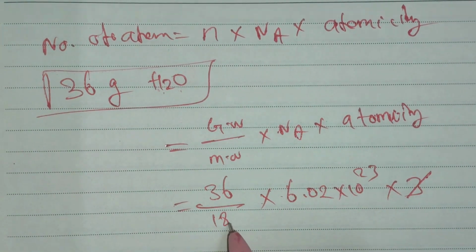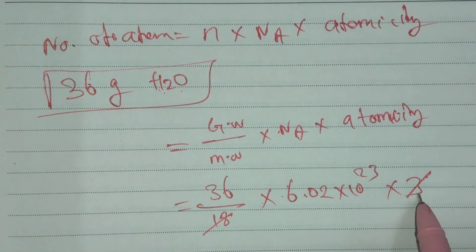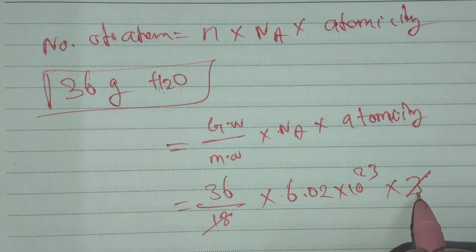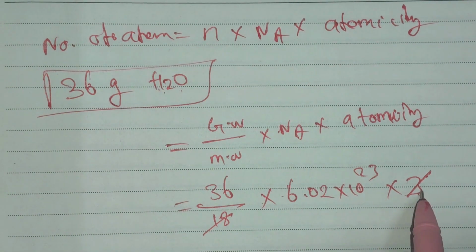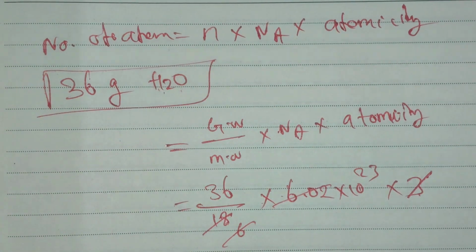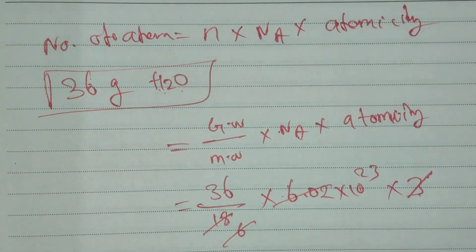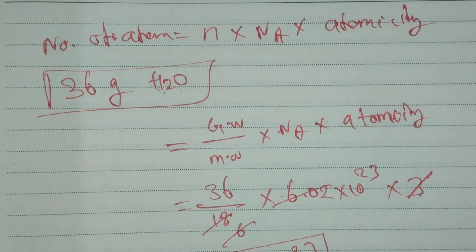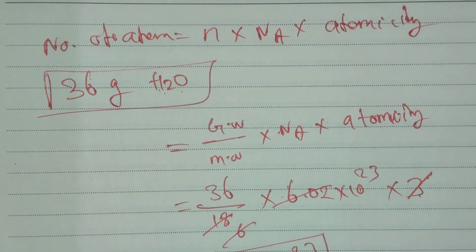So this and this, 6 times 3 is 18. Okay, so there's 6 times, this cancels out. We can go to 36 into 10 to the power of 23. This is approximately 36 into 10 to the power of 23.